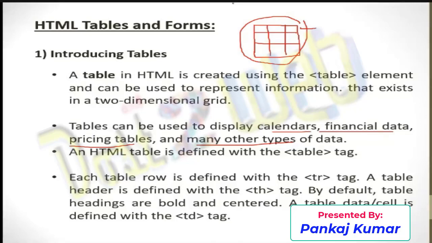The next thing is each table row. We know that every table will have rows and columns, right? So when you want to define the rows, how you can define the header, how you can define the title in that, how you can style it, how you can center it, that is now important. So you should know the basic tags, then it will be easy to understand.